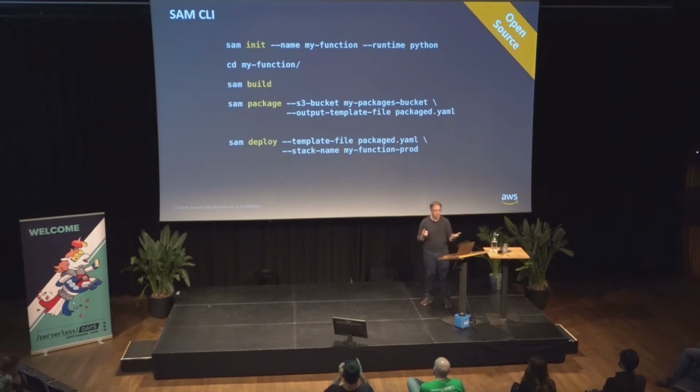Large companies like to change names. And with the SAM CLI, we can use this simple workflow. We can start by initializing the code of our application with creating a function. Then we can use build to create the artifact build of our application. Then we can package the code and deploy the code to the cloud.